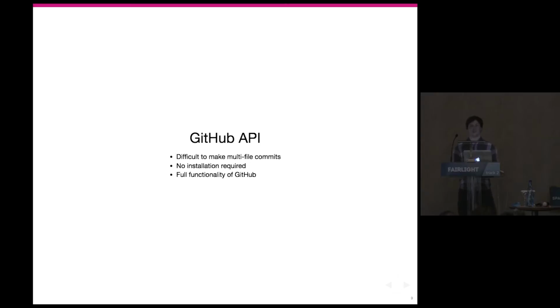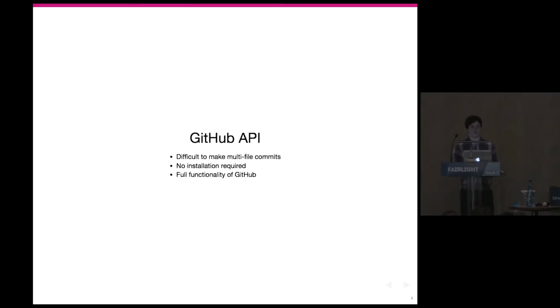Unfortunately, GitHub have no single API, or at least didn't at the time I looked at this, to make a multi-file commit. So you take many updates to a GitHub repository and you want to commit them in one go. That's actually really hard to do using the GitHub API, and we'll have a look at how exactly you go about doing that later.